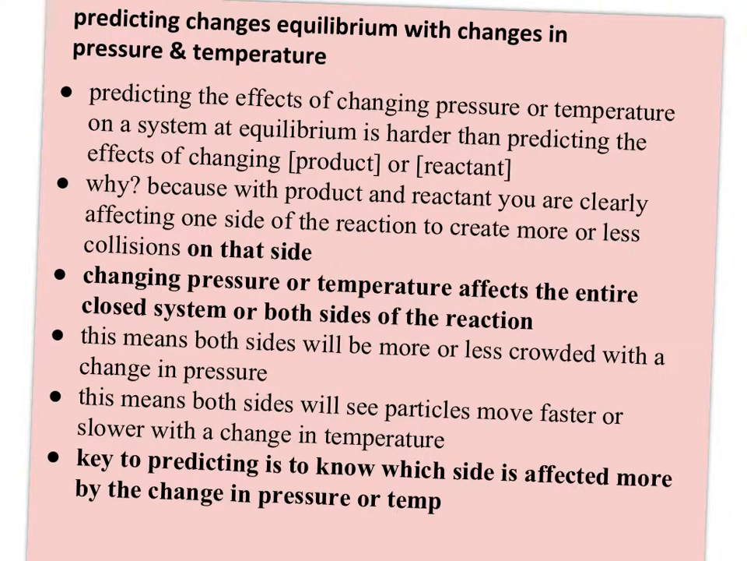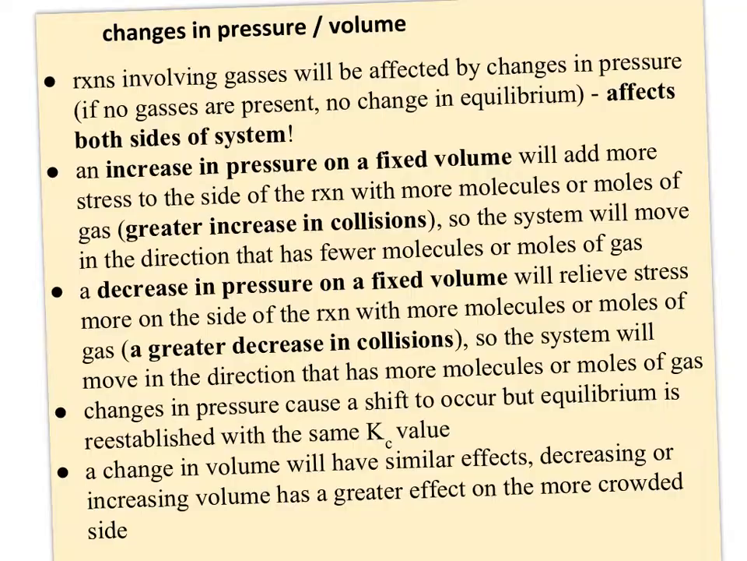So this means both sides will either be more crowded or less crowded because of the change in pressure, the change in temperature. And it's your job to figure out if one side will see a greater increase or decrease with that change. So the key to predicting changes in equilibrium when you change the pressure or temperature is to know which side, if either, is going to be affected more by the change in pressure or temperature.